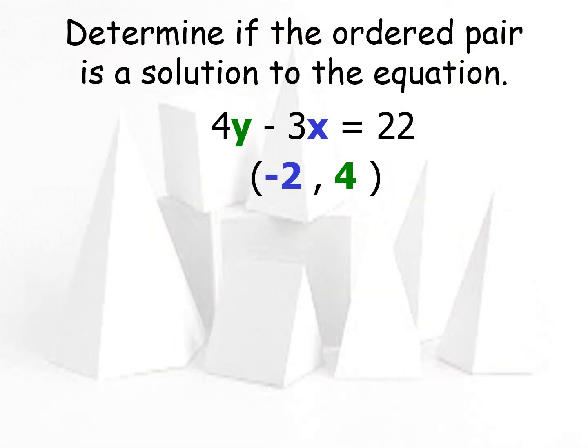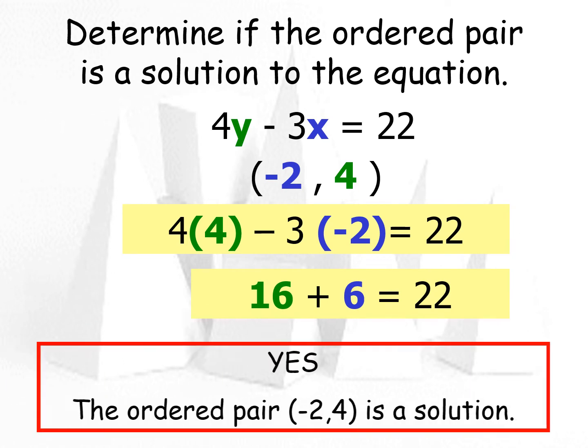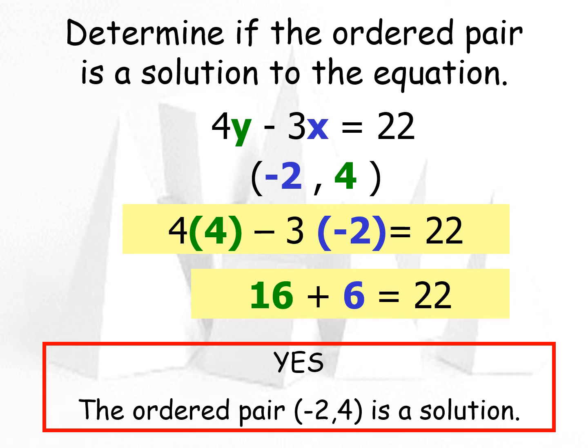Now let us determine if (-2, 4) is a solution to the given equation. So y equals 4 and x equals negative 2. Then we are going to have 4 times 4 minus 3 times negative 2. Negative 3 times negative 2 equals positive 6. So we have 16 plus 6. Is it equal to 22? If yes, then the ordered pair (-2, 4) is a solution.